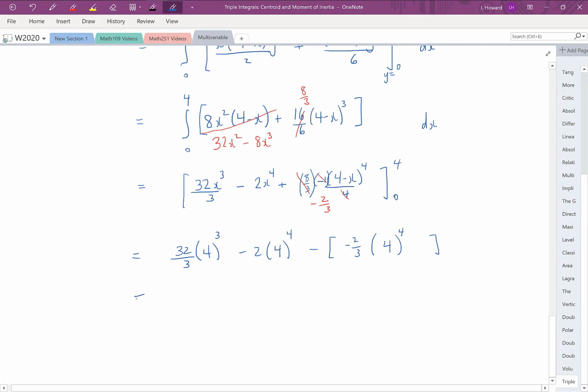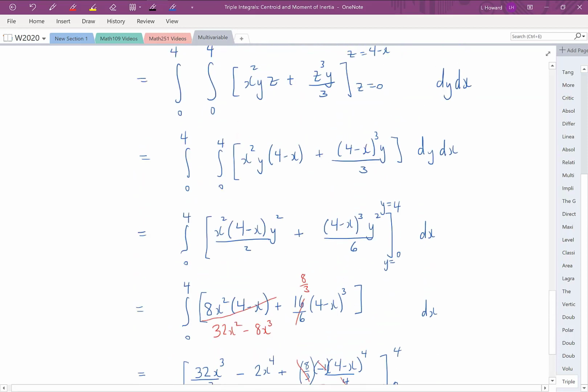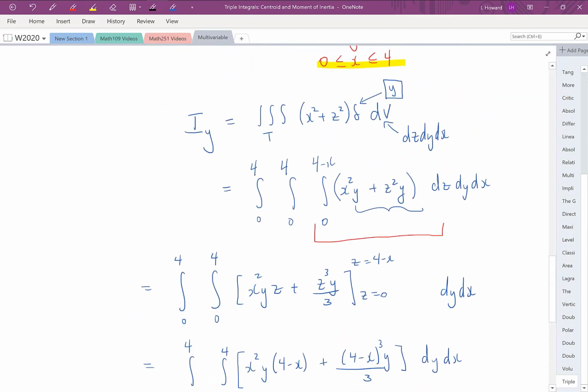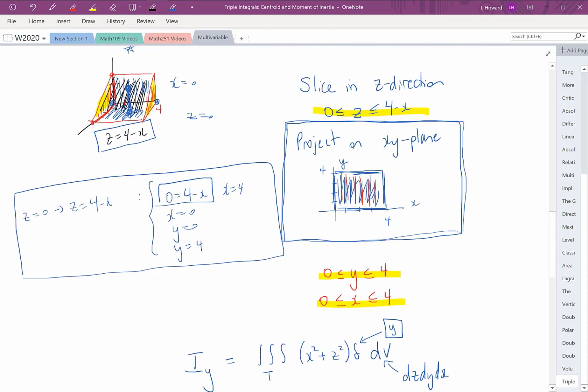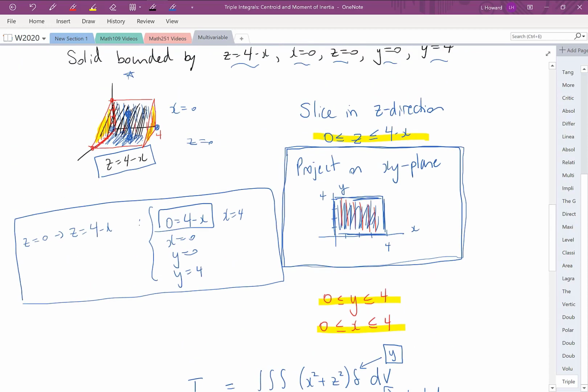So grabbing a calculator, you can confirm that comes out to 1024 over 3. So that gives our moment of inertia for that solid region with respect to the y-axis. We not only got a little bit of practice with moment of inertia, but we also got some practice with setting up another triple integral for a solid region in 3D.